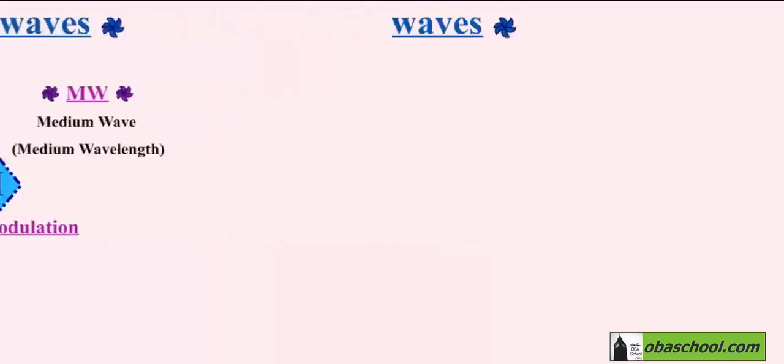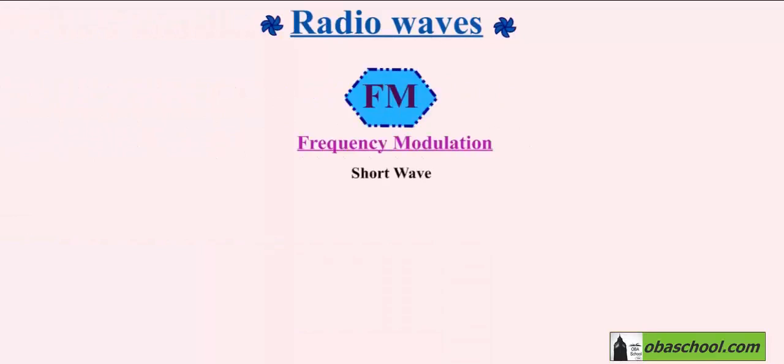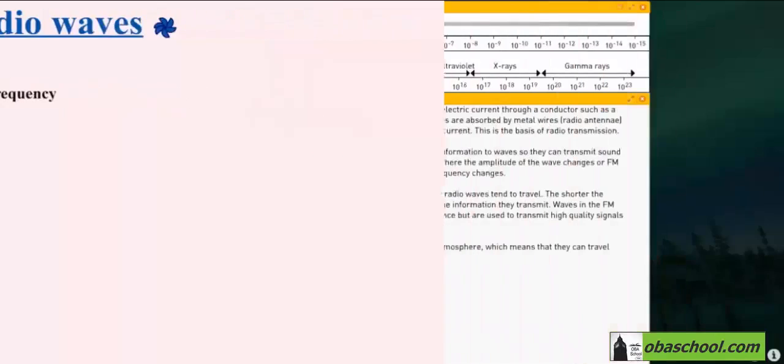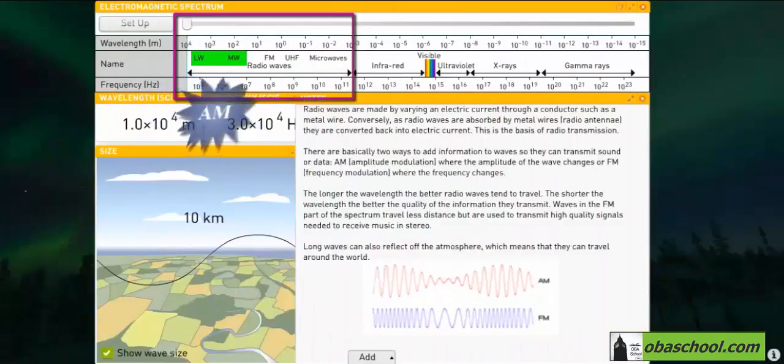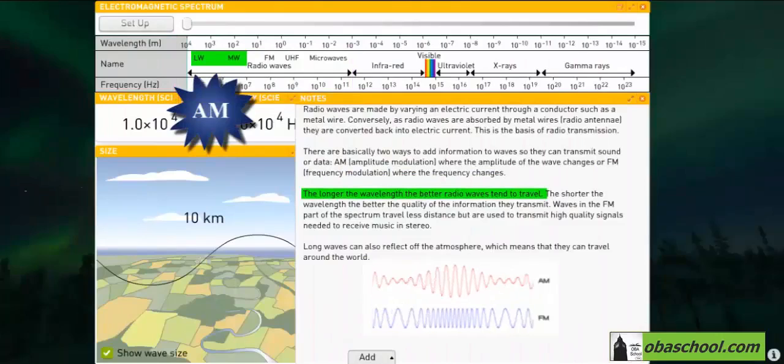On the other hand, FM, frequency modulation, is of short radio waves, whereas UHF, ultra high frequency, is responsible for carrying TV radio waves, and it's of the shortest wavelengths. We have to keep in mind that the longer the wavelength, the better radio waves tend to travel.